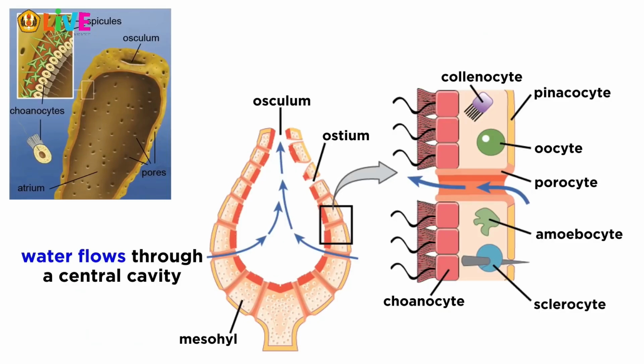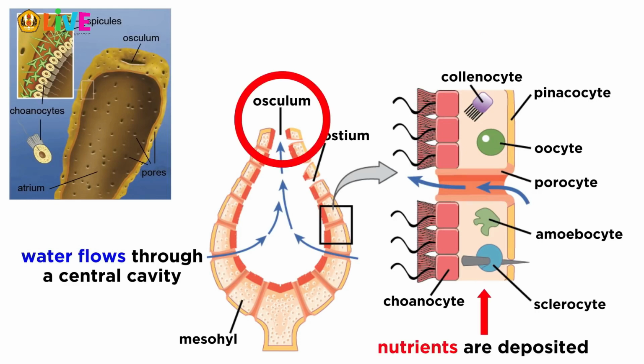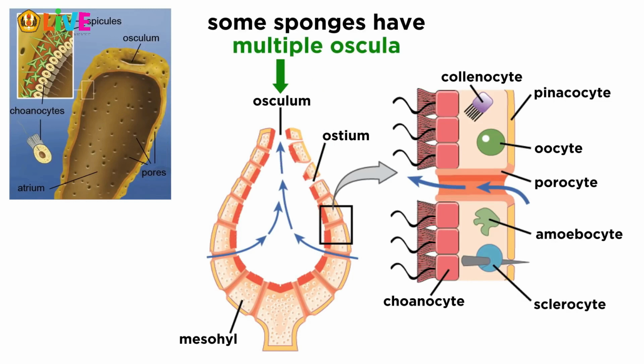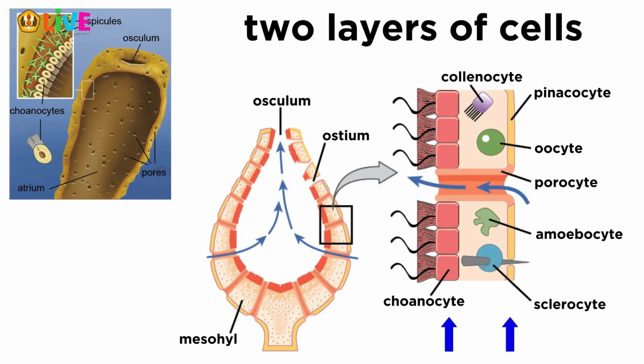Instead, their unique body shapes are adapted to allow for maximal efficiency of water flow through their central cavity, where the water deposits nutrients and then leaves through a hole on their top end called the osculum, meaning little mouth. Some species might have several oscula, though most have just one. The bodies of sponges are made of two thin layers of cells with a jelly-like mesohyl sandwiched between them, which is primarily composed of collagen.